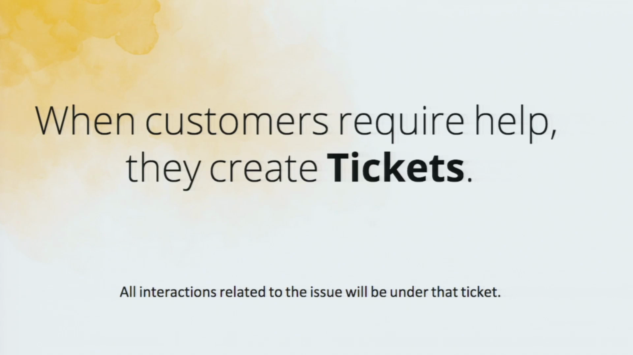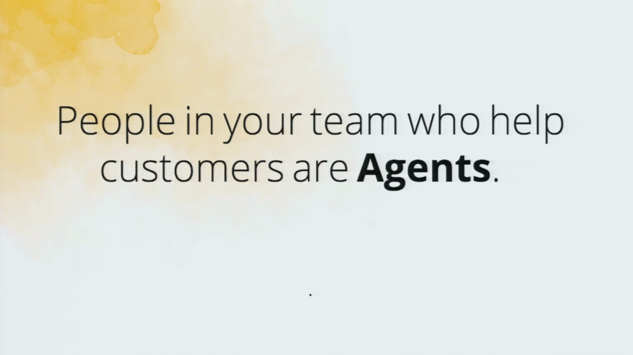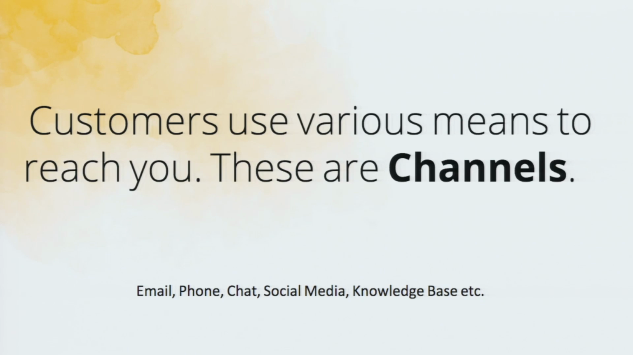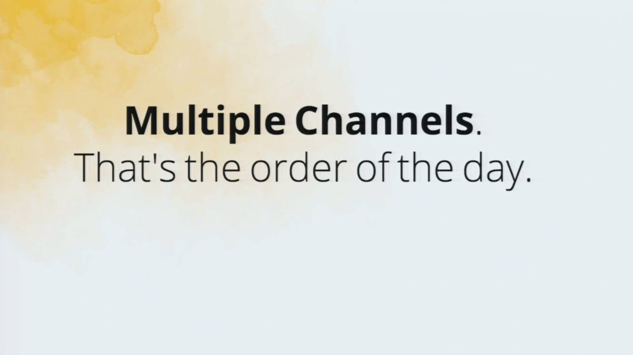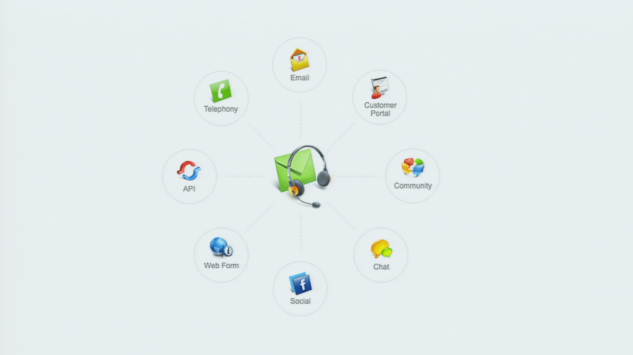The second one is, when a ticket is there, we need somebody in our office or the company or the team to help them. Those people who help the customers resolve the ticket are called agents. And all these customers will try to reach out to you by various means, right? These means or routes through which the customer will try to reach out to you are called channels in Zoho Support. People use multiple channels here to provide support to the customers. So that's the order of the day. These are some of the channels that Zoho Support is going to allow you to use to provide support to your customers.